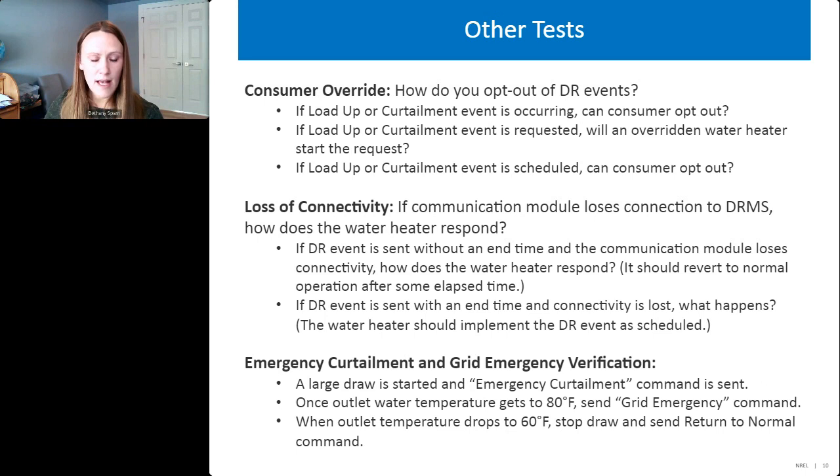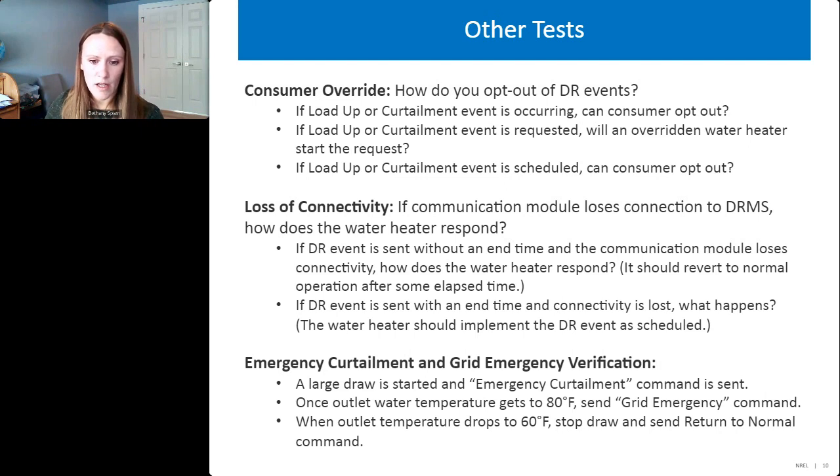And then the last set of tests are around emergency curtailment and grid emergency. So these are sort of escalated versions of load shed. So emergency curtailment allows the heat pump to turn on, but not the backup elements. And then grid emergencies should see no heating at all. So the way this test procedure works is you start a big draw and send emergency curtailment, and you just let the draw keep going.